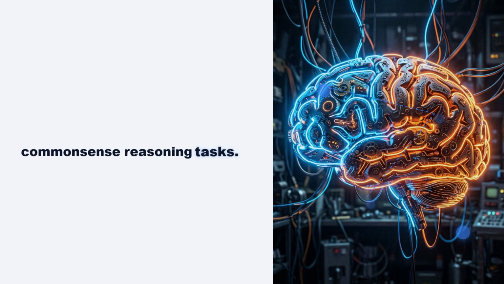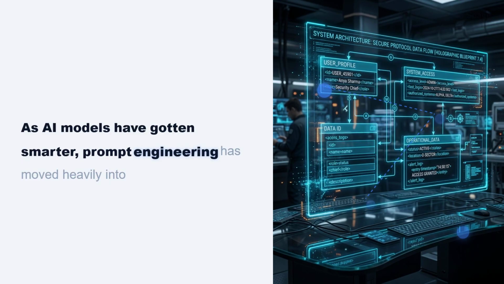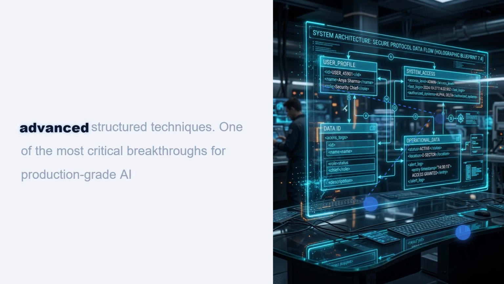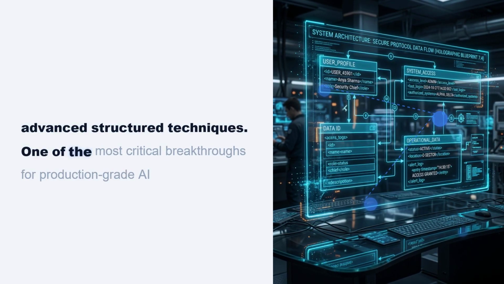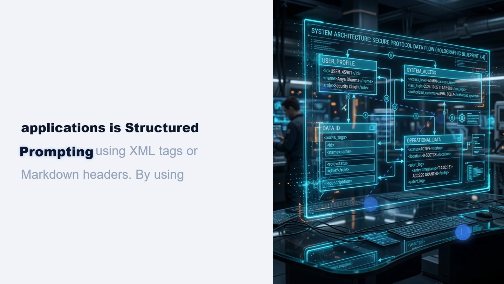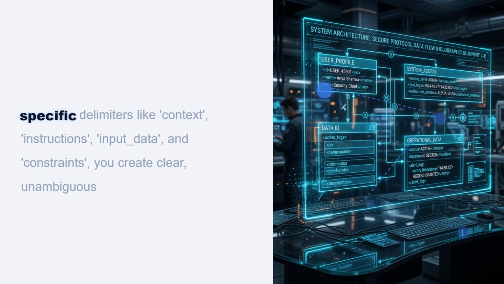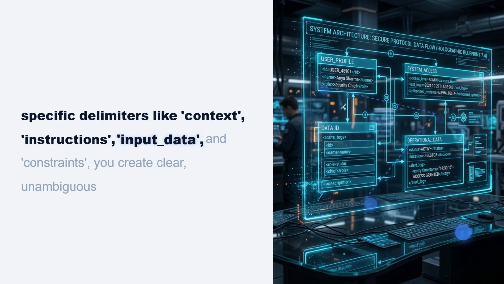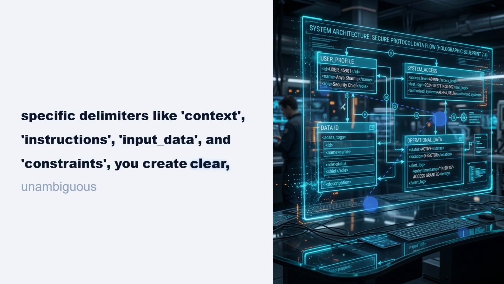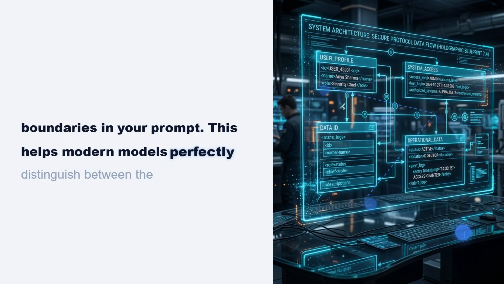As AI models have gotten smarter, prompt engineering has moved heavily into advanced structured techniques. One of the most critical breakthroughs for production-grade AI applications is structured prompting using XML tags or markdown headers. By using specific delimiters like context, instructions, input_data, and constraints, you create clear, unambiguous boundaries in your prompt.